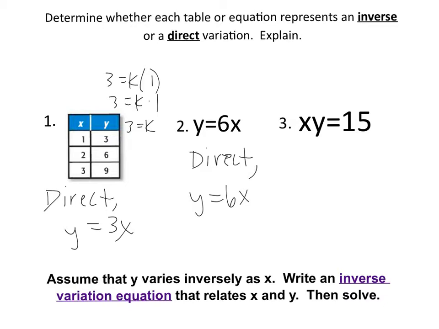Number 3, x times y equals 15. Well, this one too is already in one of the forms. Hopefully you recognize that this was already in the inverse variation form. So a way to explain would be inverse because xy equals 15. That's, again, already in the setup equation for inverse variation.